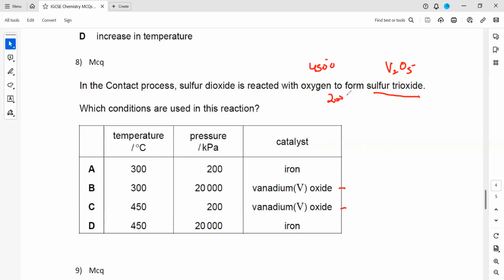200,000 Pascal, or 200 kilopascal, or you can say 2 atm. So these are the reaction conditions for the Contact process. You have to learn them. We will discuss this in the chemistry of the environment, where you will learn these conditions as well. So this is related to memorizing the conditions.